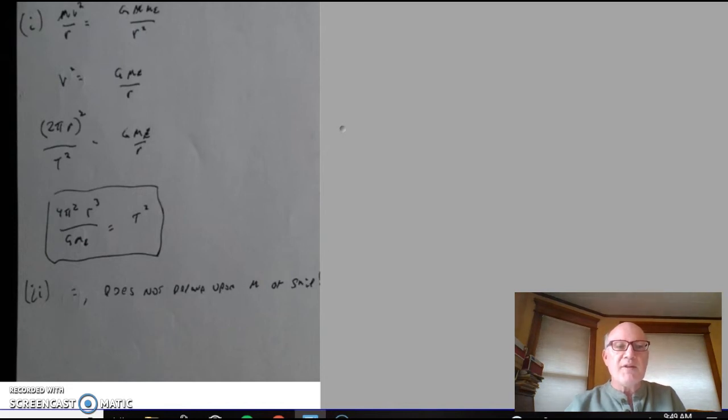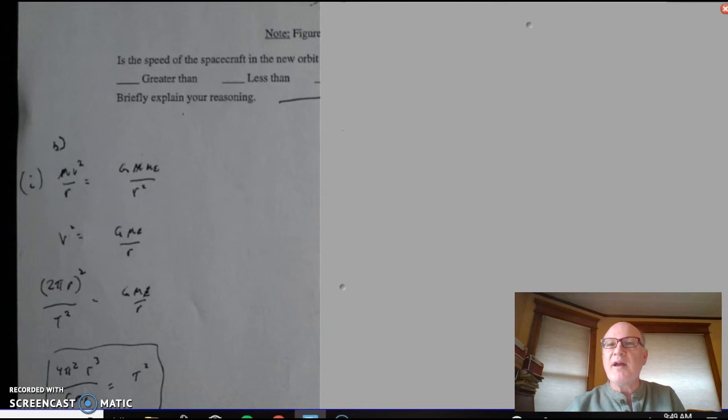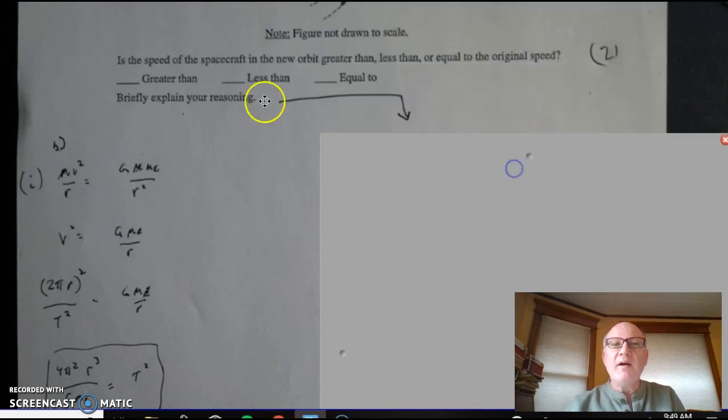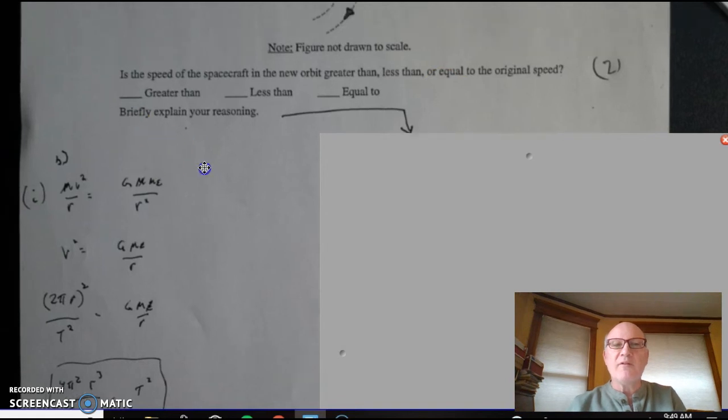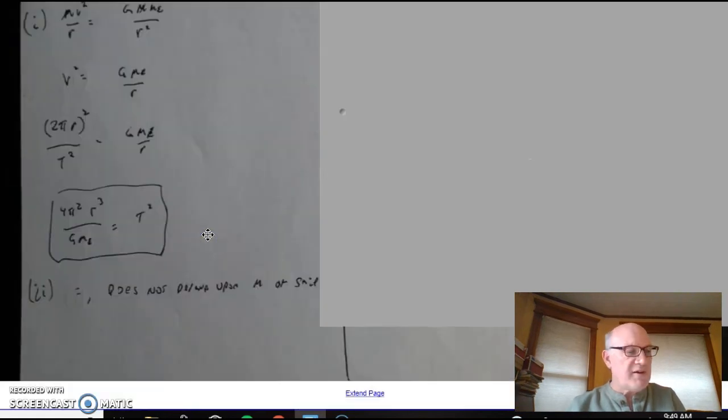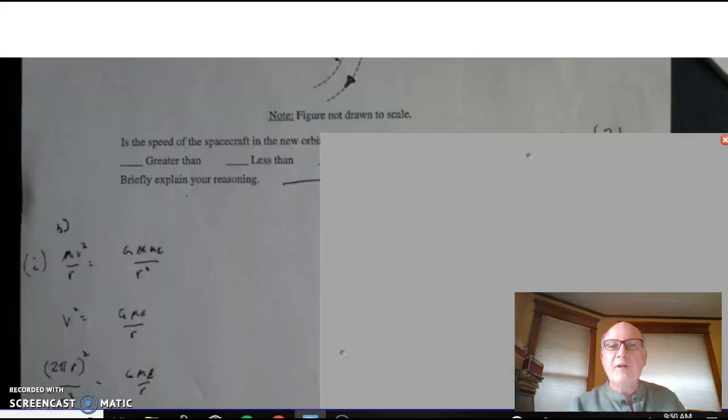All right, let's go back up to the top here and take a look at this now. Okay, is the speed of the spacecraft in the new orbit greater than, less than, or equal to the original speed? So again, going back to that. Oh wait, I'm sorry. There's a premise here. My photograph doesn't show the right premise. Hang on one second.